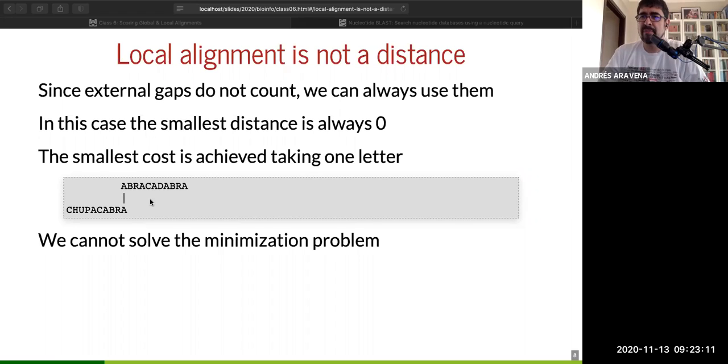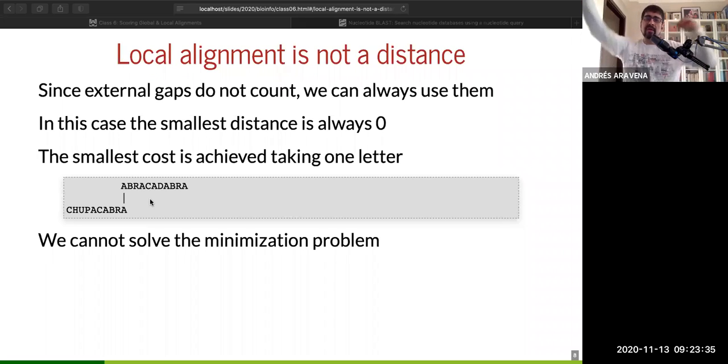So what people found, and it took a while for people to realize this, is that distance doesn't work for local alignment. People knew the idea of local alignment, but they could not solve it thinking with distance. You see?